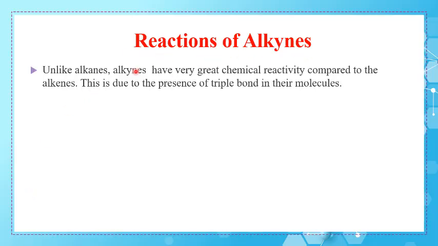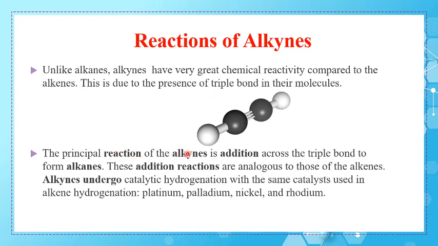Reaction of alkynes. Unlike alkanes, alkynes have very great chemical reactivity compared to the alkenes. This is due to the presence of the triple bond in their molecules. The principal reaction of the alkynes is addition across the triple bond to form alkanes. These addition reactions are analogous to those of the alkenes. Alkynes undergo catalytic hydrogenation with the same catalysts used in alkene hydrogenation: platinum, palladium, nickel, and rhodium.